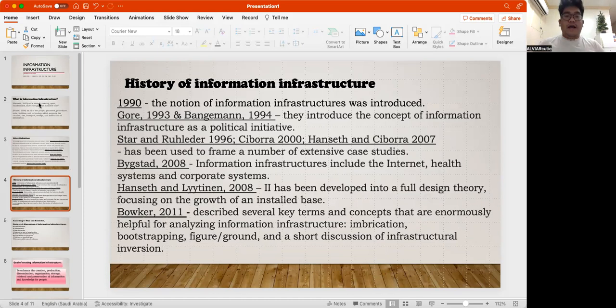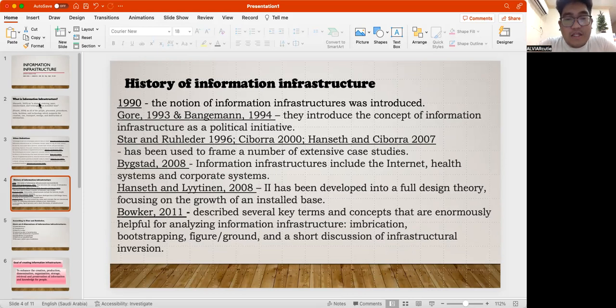Ito na nga, the history of information infrastructure. Noong 1990, the notion of information infrastructure was introduced. Introduced pa lang siya, wala pang masyadong study, wala pang masyadong ganap. Noong 1993 and 1994 by Gore and Bangemann, they introduced the concept of information infrastructure sa political initiative pa lang. Hindi pa nila sinama sa health, hindi pa sinama sa ibang system ng lipunan. Study by Star and Ruhleder noong 1996, sinang-ayunan ni Sivora noong 2000 and Hanseth and Sivora noong 2000: information infrastructure has been used to frame a number of extensive case studies. Nagtatali-tali pa lang sila ng mga case studies noon. Wala pang masyadong storage, wala pang masyadong archive, yung mga ganon.